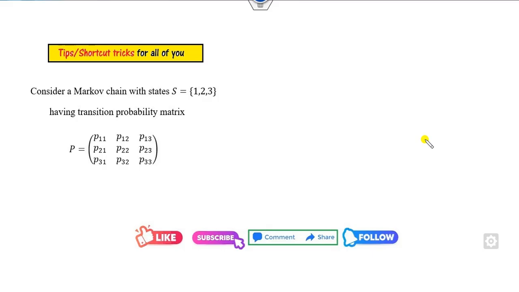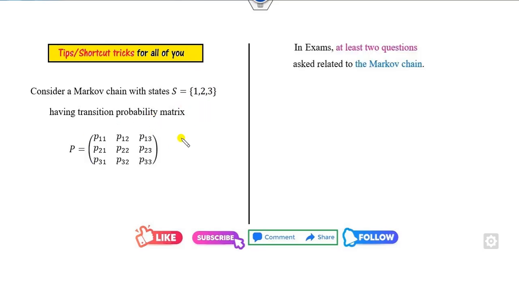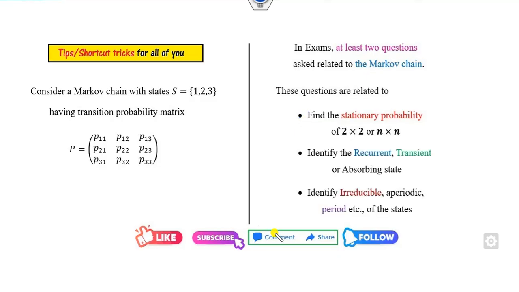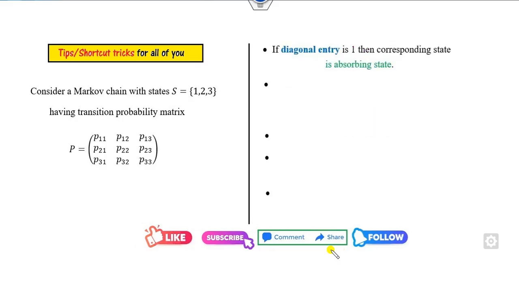Before I directly move on to the previous year question series, let me first tell you the various shortcut tricks, so you can solve the questions in a very simple manner. If you have a Markov chain with finite states, like these, and the corresponding transition probability matrix is this one, then every year two questions will definitely be asked. The first is related to the stationary probability, and the other is how you can identify the recurrent states or the irreducible states of the Markov chain.